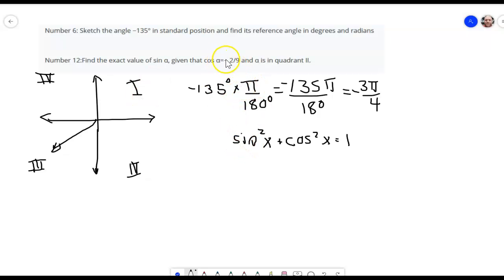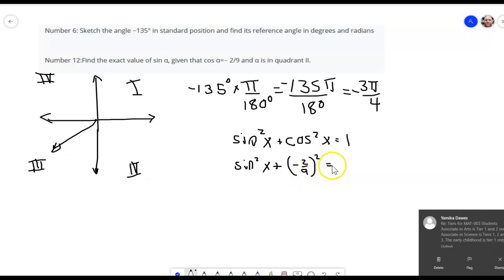Well, since they give you the cosine of an angle, you can say sine squared of x plus, and we know the cosine of alpha is equal to -2/9, so I can just write this as (-2/9) squared. Remember, the cosine squared of x is the same thing as the cosine of x quantity squared. So I can just replace the cosine of x with -2/9, and that is equal to 1.